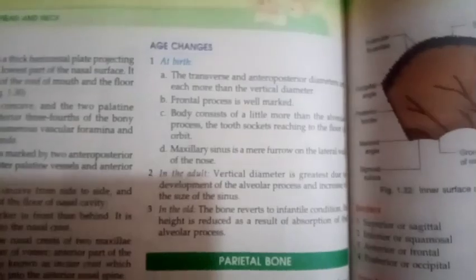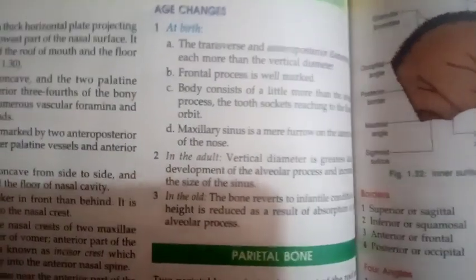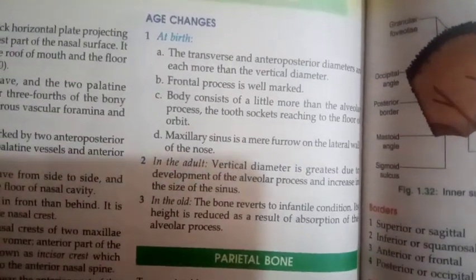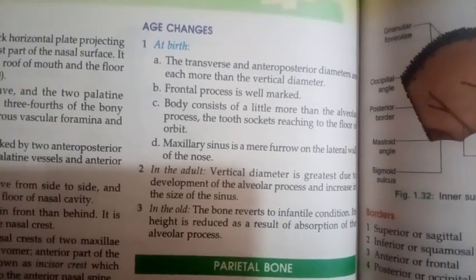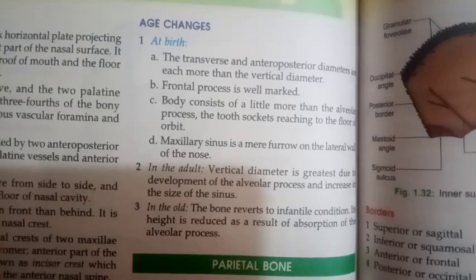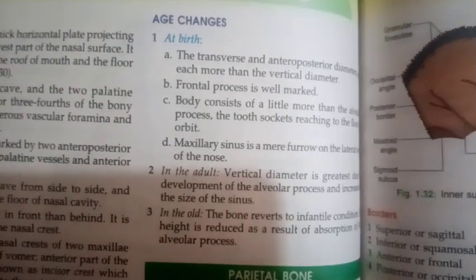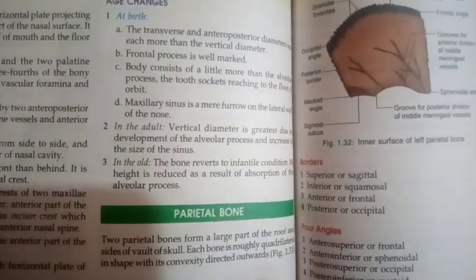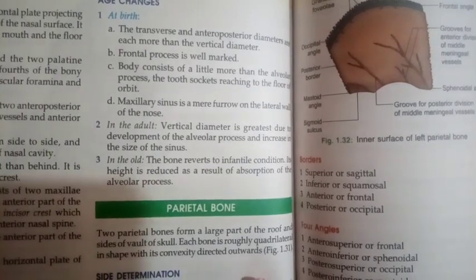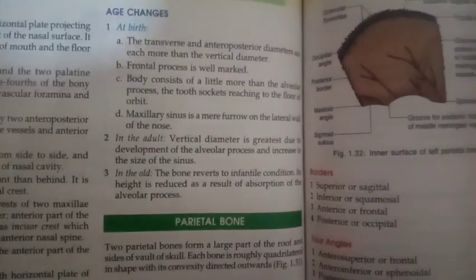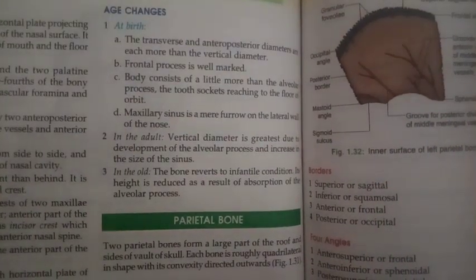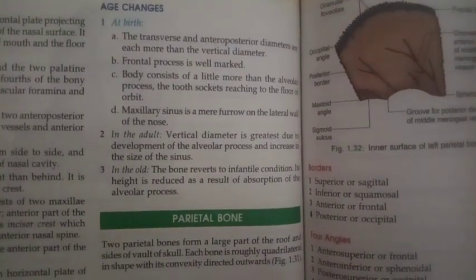Now we will talk about the age-related changes. At the time of birth, transverse and anteroposterior diameters are each more than the vertical diameter, and the frontal process is well marked. The body consists of little more than the alveolar process, the tooth sockets reaching the floor of the orbit. The maxillary sinus is a mere furrow on the lateral wall of the nose.